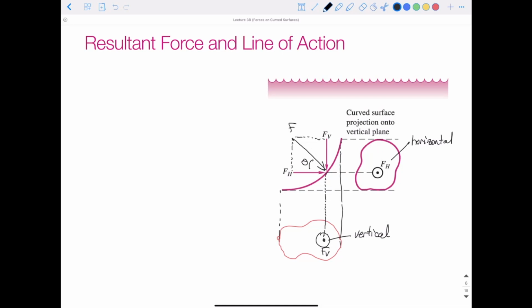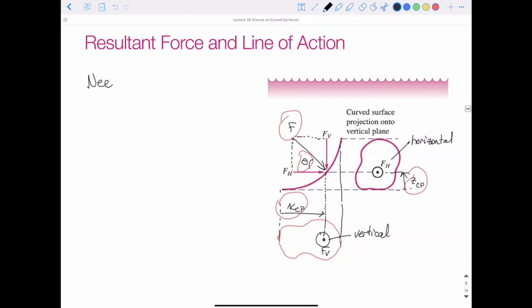And the last thing we need to know is where is that acting, and we calculate that location as our center of pressure. So the x of our center of pressure and the z of our center of pressure. So we essentially have four things we need to solve for. We need to solve for F, we need to solve for theta, we need to solve for our x center of pressure and our z center of pressure.